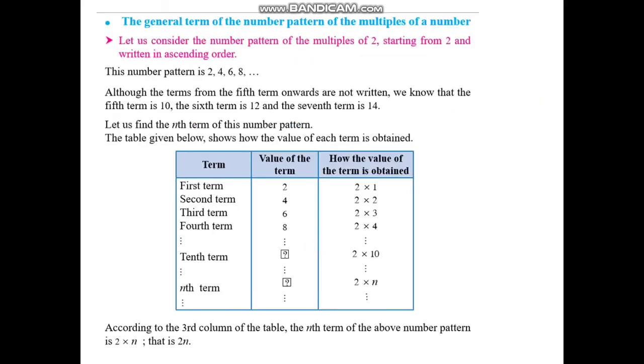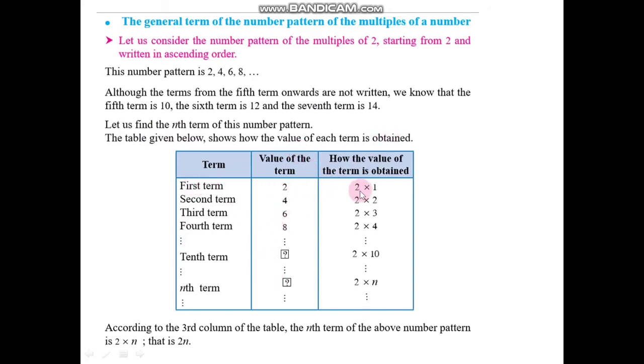General term of the number pattern of the multiples of a number. Let us consider the number pattern of the multiples of 2 starting from 2 and written in ascending order. This number pattern is 2, 4, 6, 8, 10, etc. Although the terms from the 5th term onwards are not written, we know that the 5th term is 10, the 6th term is 12 and the 7th term is 14. Let us find the nth term of this number pattern. The table given below shows how the value of each term is obtained.